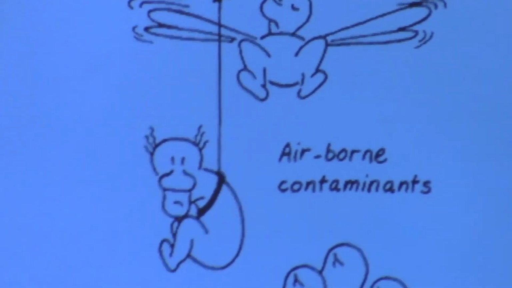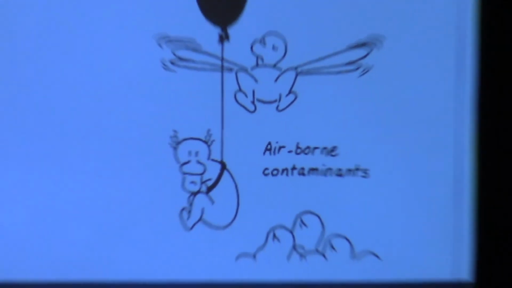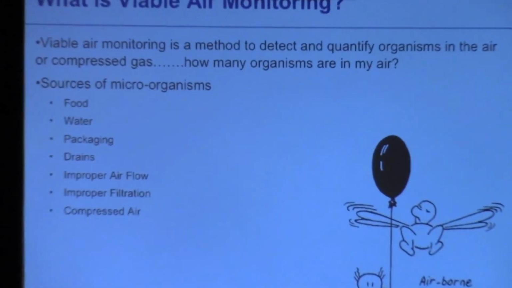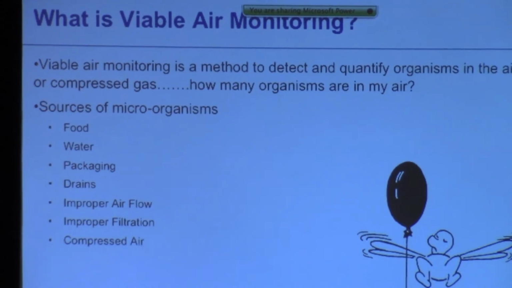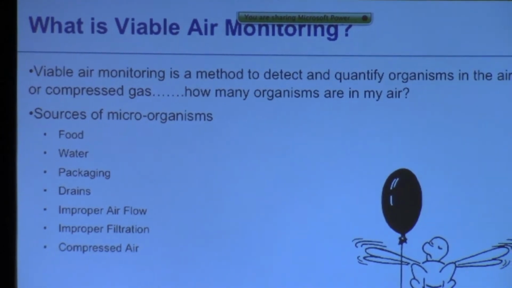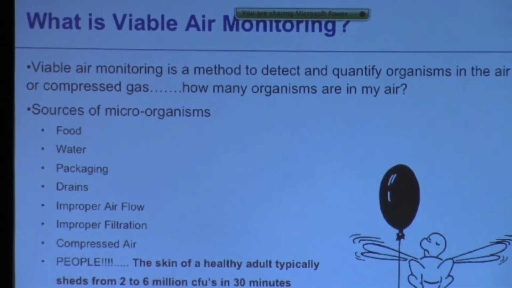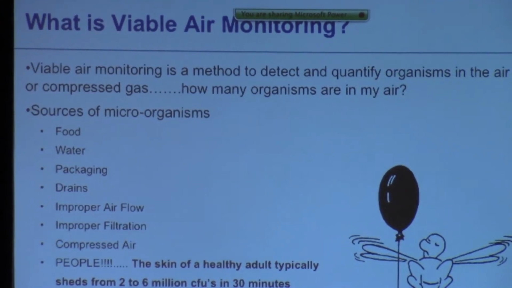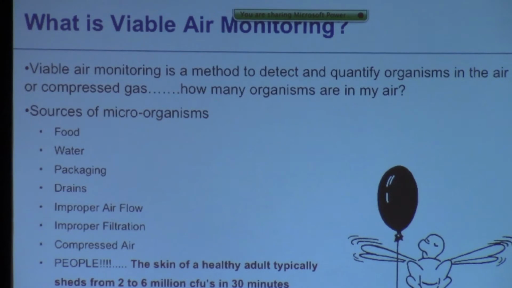So, viable air monitoring, airborne contamination, detecting and quantifying organisms in the air. Very, very simple. Sources of the microcontamination: food, water, packaging, any of these number of things. One big thing I left out. You all know what it is, right? People. It's always the people. The people are the dirtiest thing in your clean rooms. The dirtiest thing in your preparation areas. They're the ones that are doing this.